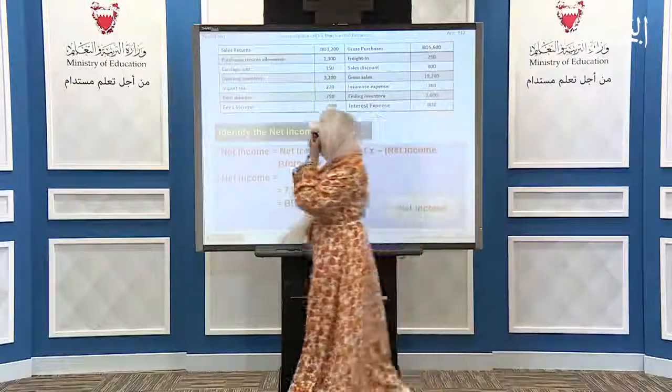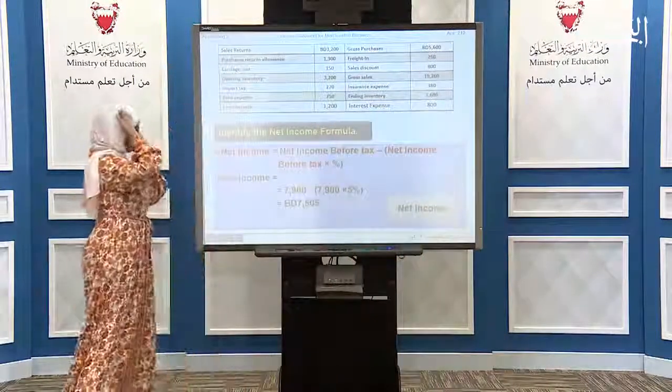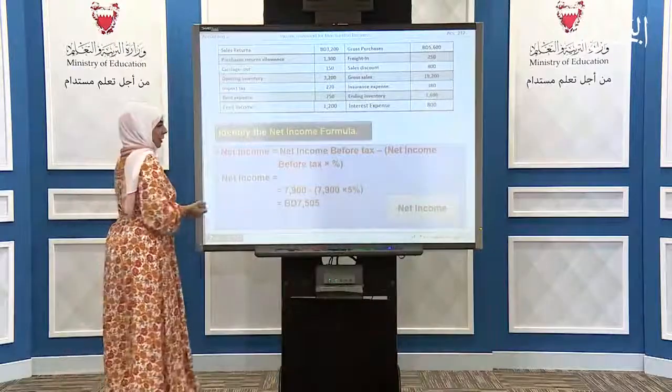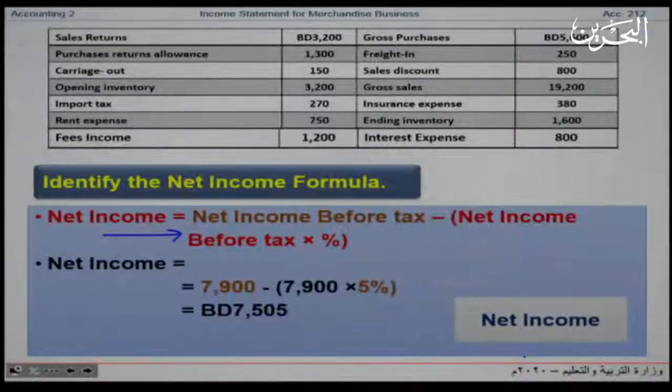Then I will shift to the net income. The net income, I can find by using our formula, which is that I should take the net income before tax, the figure that I found in the previous slides, and subtract the net income before tax multiplied by the percent of the tax they give to me. Let us apply it with a figure. The net income before tax is 7,900, and I found it previously.